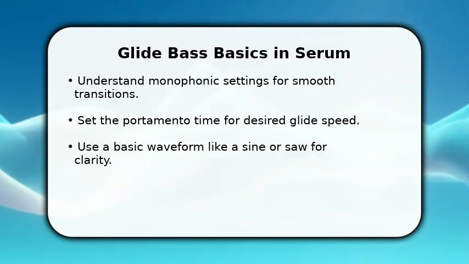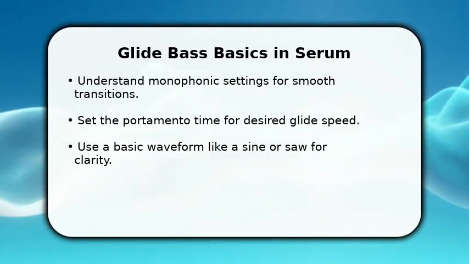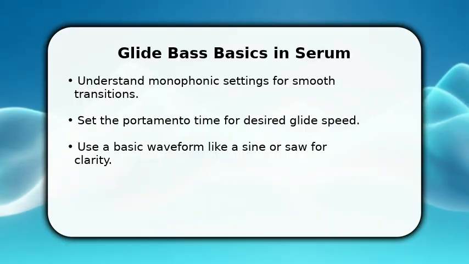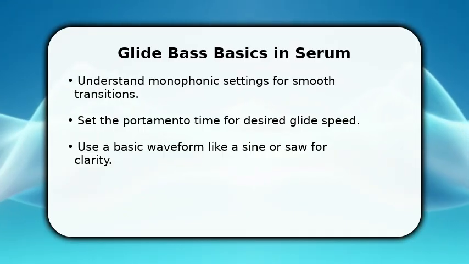Next, adjust the portamento knob to control the speed of your glide. A setting between 50 and 150 milliseconds is a great starting point for a noticeable, yet musical, glide effect.